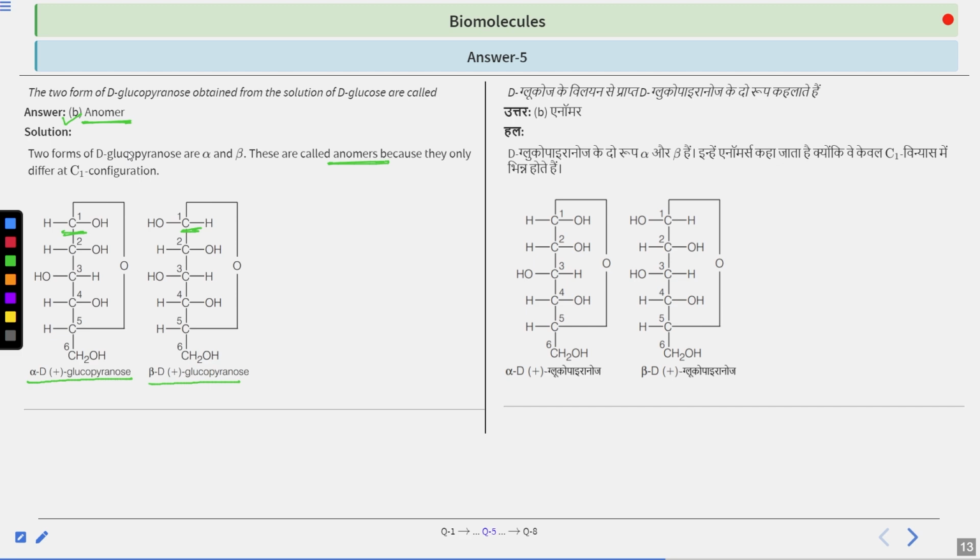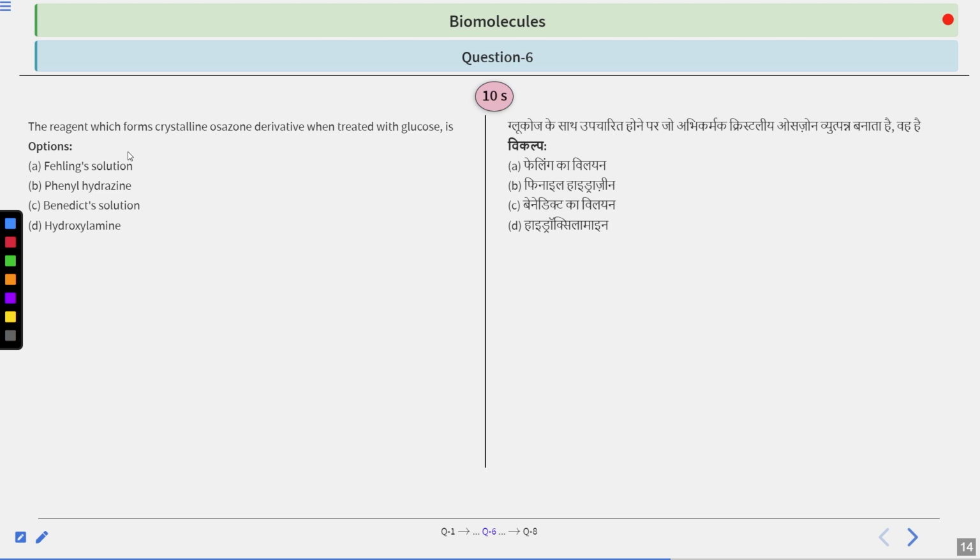Moving on to our next question. The reagent which forms crystalline osazone derivative when treated with glucose is. We have to tell the name of the reagent which forms crystalline osazone derivative when it is treated with glucose.